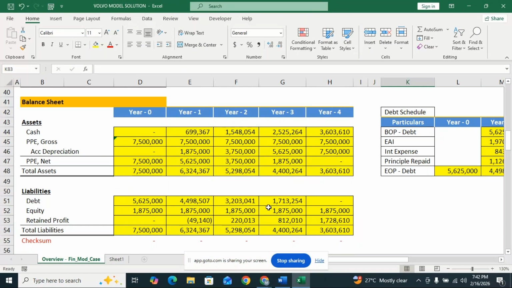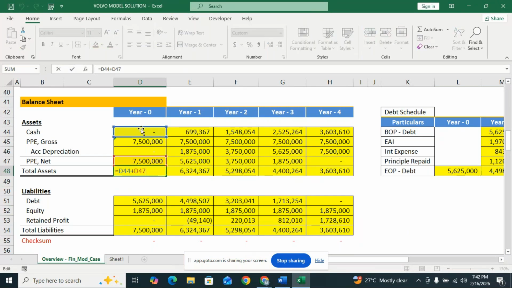Now, total assets is nothing but the sum. Sum in the sense it is your cash balance plus the net balance of your property, plant, and equipment. Because this we can't take, it's a gross value minus depreciation. It is a net value. So you have to take cash plus the net value of your property, plant, and equipment. That is your total assets. Maybe I think you have taken the whole sum. That's why you're getting a difference in values.